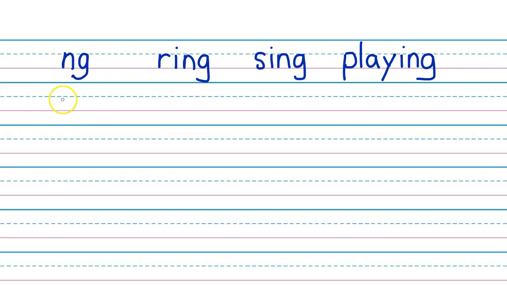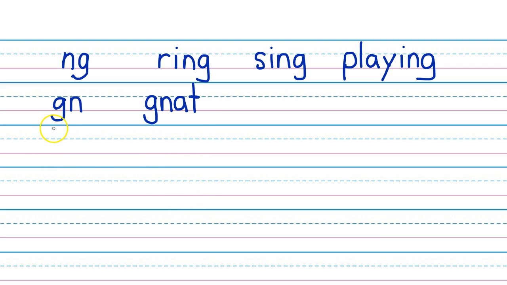Another one to look out for is GN. If you see GN together, that's the reverse of NG. GN, the G is silent and the N says N. So a word where you would see that would be gnat. That is a little tiny insect. Gnat.